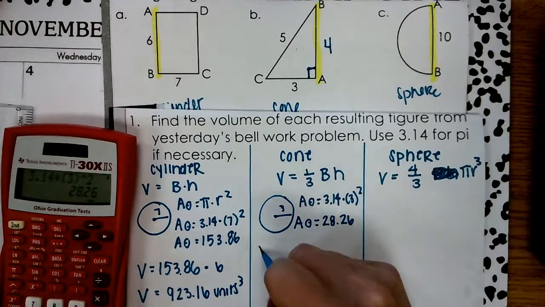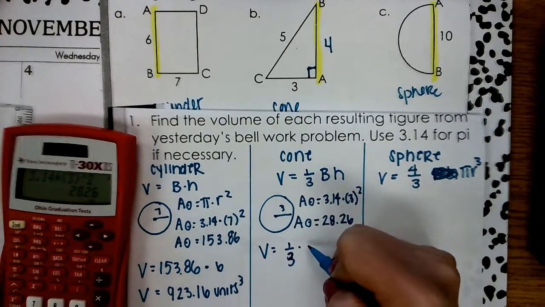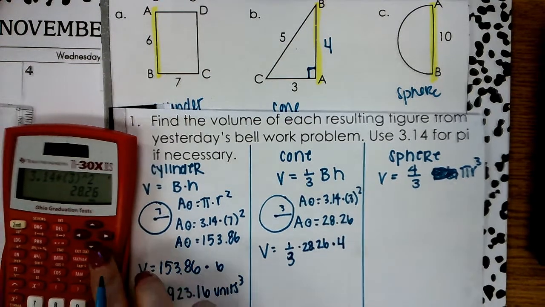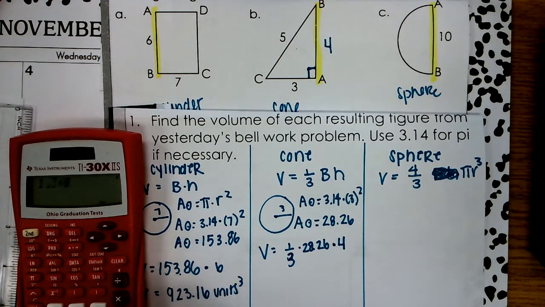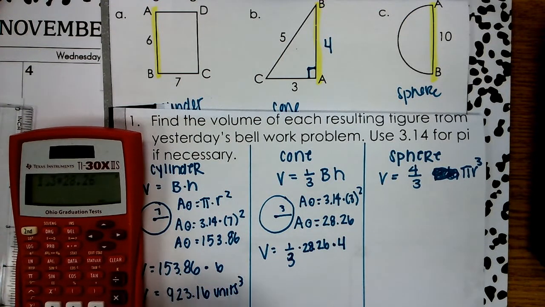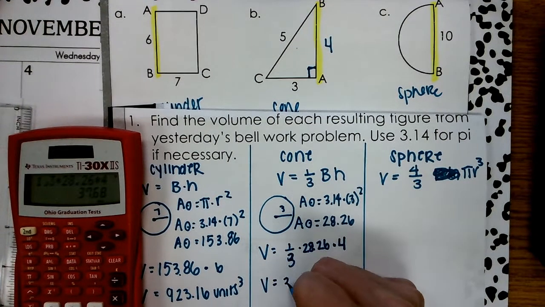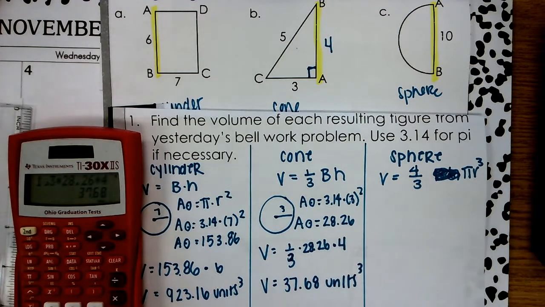So we can assume that this is a right triangle. Alright, so volume is equal to 1/3 times the area of the base, which is 28.26, times the height, which is 4. So we have to do 1/3 times 28.26 times 4, and we get that the volume of this cone is 37.68 units cubed.